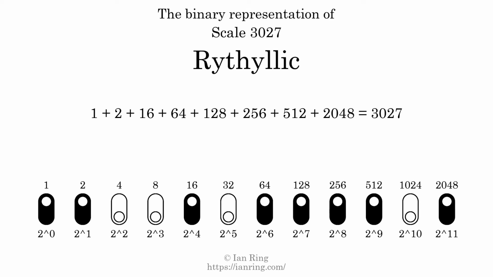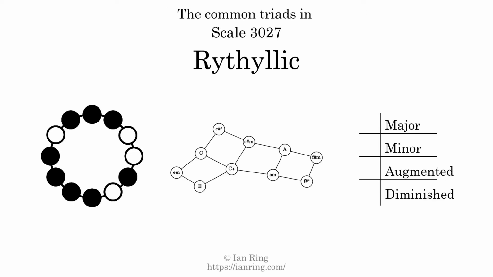The scale number not only enumerates the scale with a unique index, but it also literally describes the tonal content of the scale. Represented as a binary number in base 2, the scale number is 101110100011. Here are the common triads present in this scale.